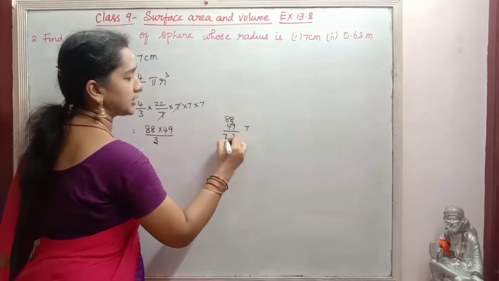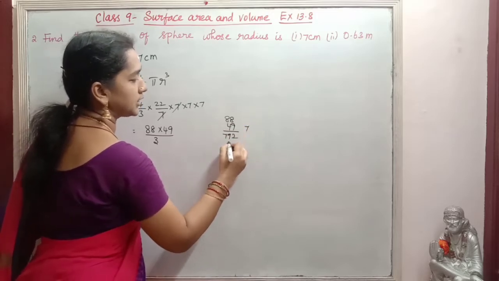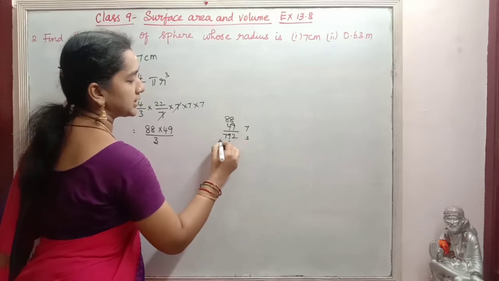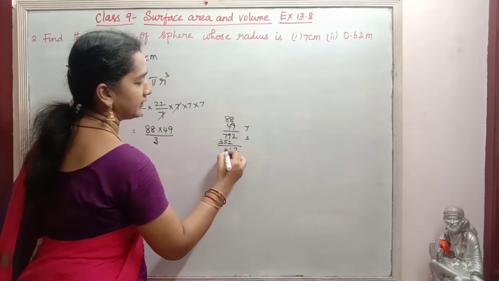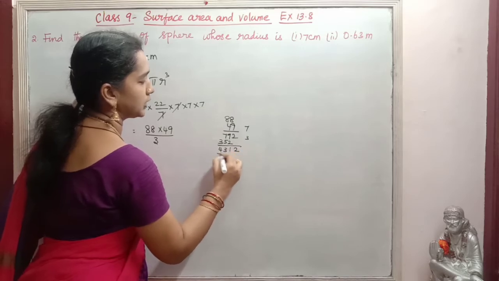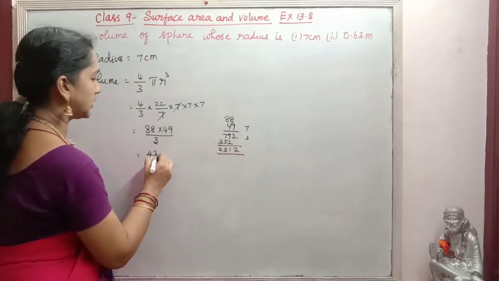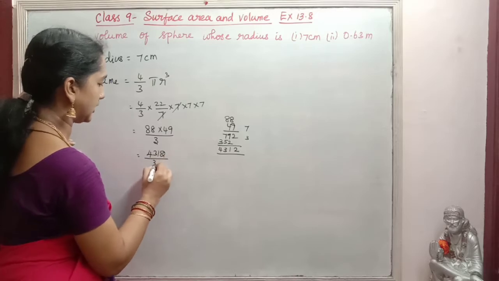72 plus 7 is 79. 8 4s are 32, 32 plus 3 is 35. So 2 11 13, 4 3 1 2. So 4 3 1 2 divided by 3.